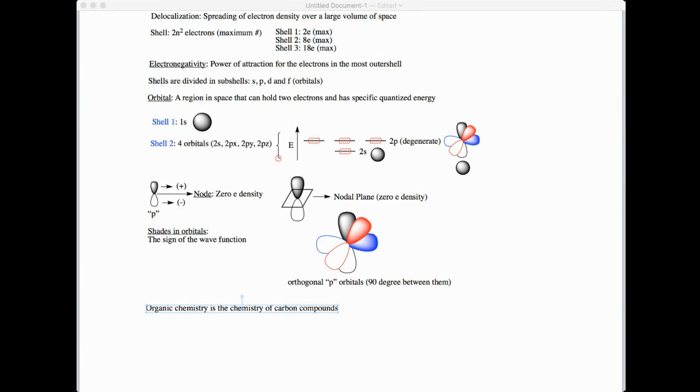So the point is that we focus a lot on carbon, and also we have oxygen atoms in organic molecules. There is also sulfur, phosphorus.